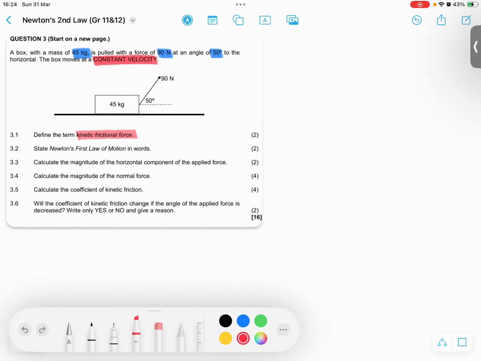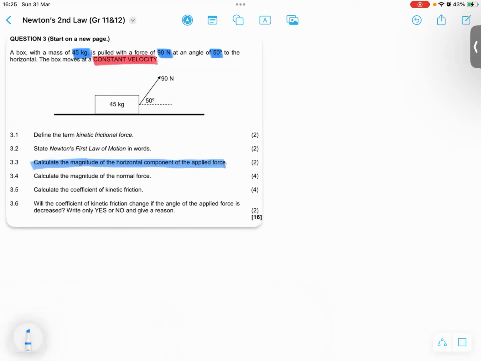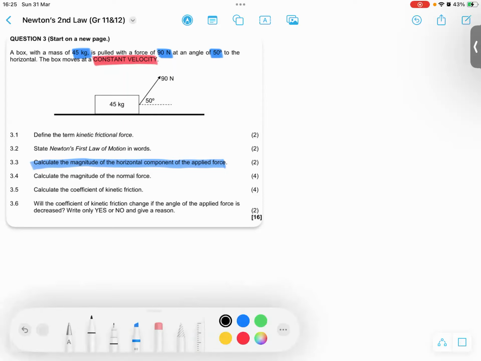Now let's look at question 3.3. It says, calculate the magnitude of the horizontal component of the applied force. This is the question I'm looking at. Before we answer it, I'm going to write a free body diagram. Most of the time when you answer these questions, the important thing first is to write the free body diagram of the diagram that you have. So let's start with the free body diagram.